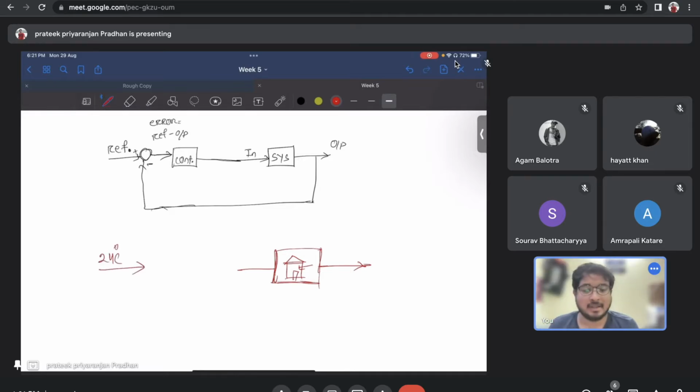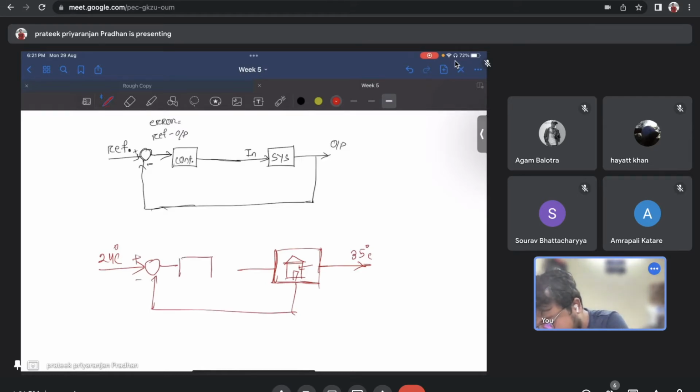Suppose it's a hot summer and the AC was not turned on before, so it's 35 degrees Celsius beforehand. So this is plus, this is minus, and here some block. What will the error be now? The error will be minus 11 degrees Celsius, because it is 24 minus 35.